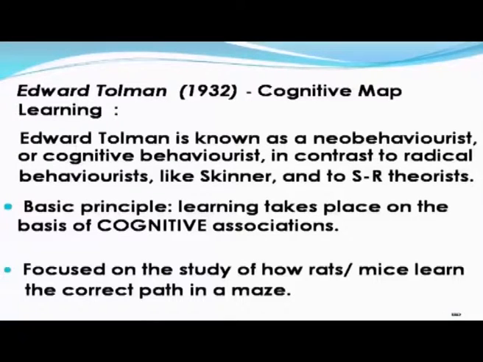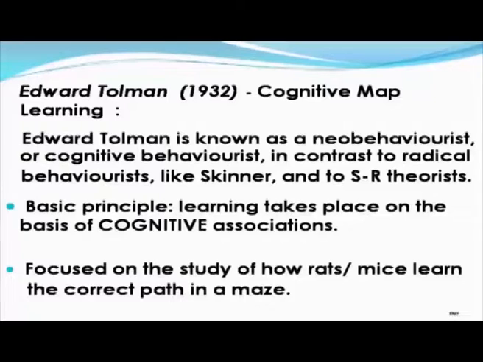Tolman is known as a neo-behaviorist or a cognitive behaviorist, in contrast to radical behaviorists like Skinner and to SR theorists. The basic principle in Tolman's theory was that learning takes place on the basis of cognitive associations. In other words, associations were not ruled out, but they were certainly not of the mechanistic kind between stimulus and response that had been proposed by the associationists.